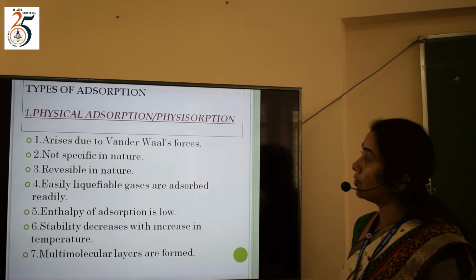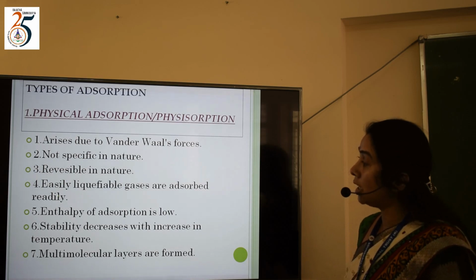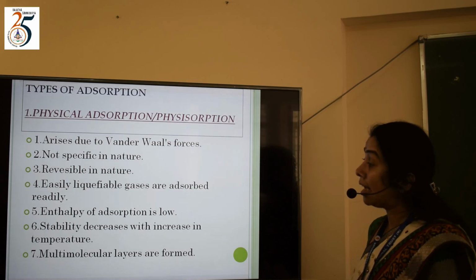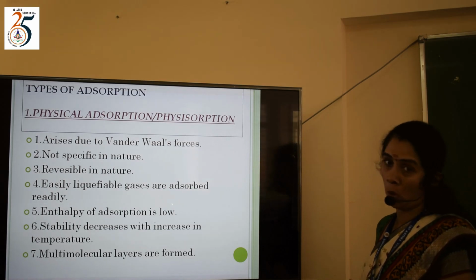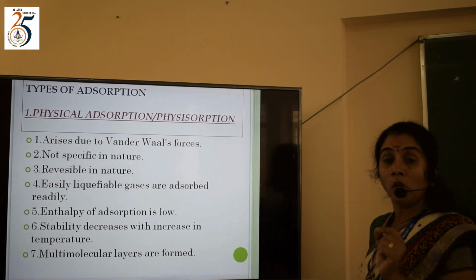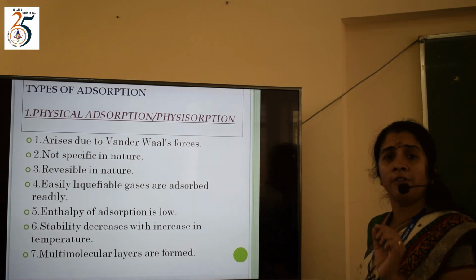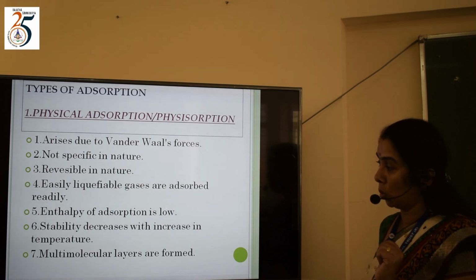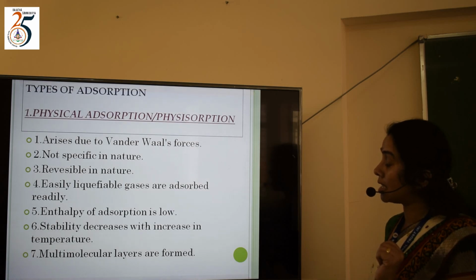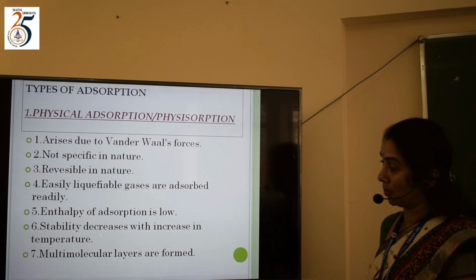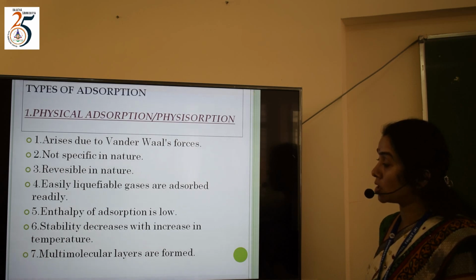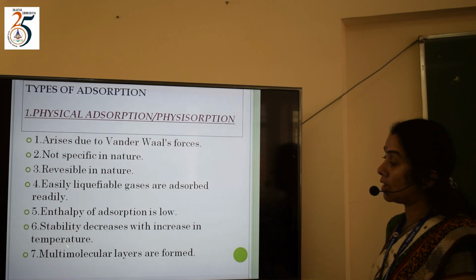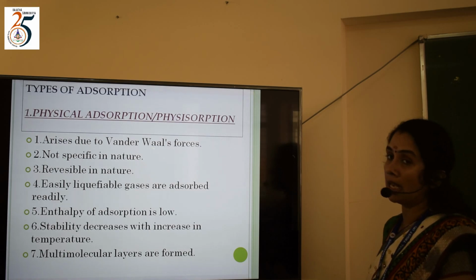Another peculiarity about physical adsorption is that usually easily liquefiable gases are adsorbed on it. Then enthalpy of adsorption is low over here. That is why when you write on the board, you will not feel any temperature released. Enthalpy of adsorption is low and stability decreases with increasing temperature. In case of physical adsorption, multi-molecular layers are formed. So these are the peculiarities of physical adsorption.